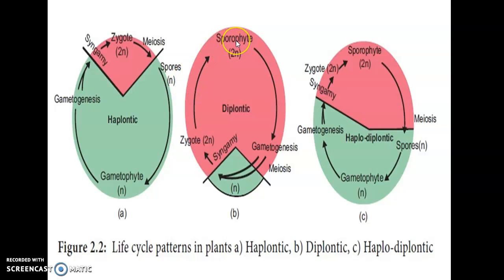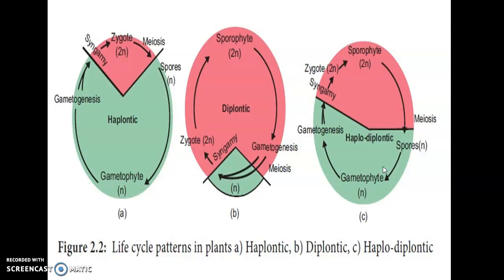Then again a sporophytic plant body. They undergo a life cycle. That means a new zygote is formed, embryo, that means seeds are formed. On germination, seeds will produce a new plant, and this life cycle pattern is continuing, isn't it? That is diplontic. And what is haplodiplontic?